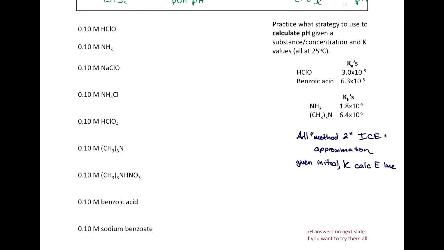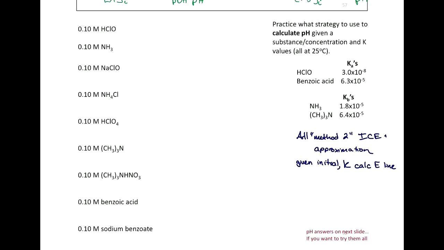Tell me, how are we going to calculate the pH of all of these things? So I give you Ka values of some stuff. I give you some Kb values. So we need to decide how are we going to calculate the pH for all of these. All of them have the same concentration. So let's see if we can understand how we'll set up the pH calculation for all of these.